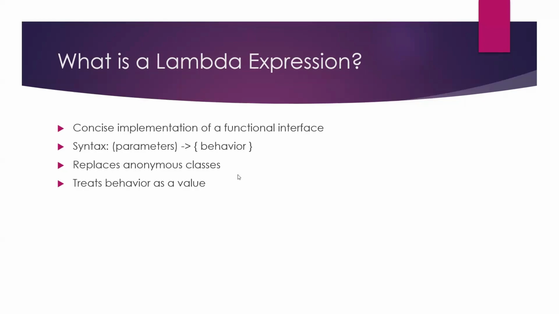It replaces anonymous classes, and it treats behavior as a value. So essentially what a functional interface does is allow you to pass behavior as a value. It implements behavior as a value. And what Lambda expressions do is allow you to pass behavior as a parameter.